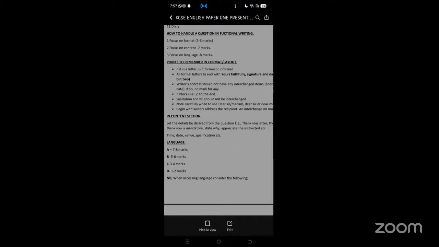All right. Then when writer's address should not have any interchanged items.